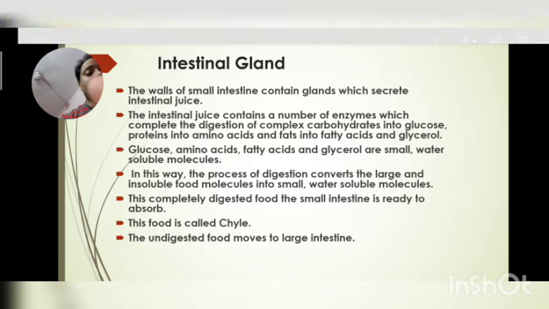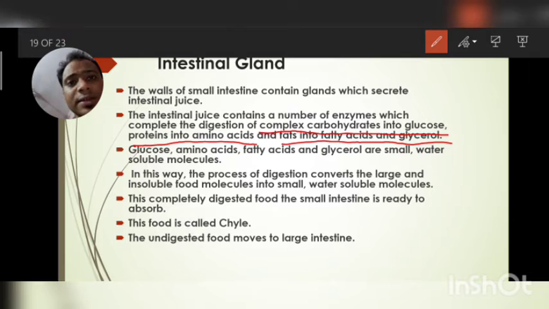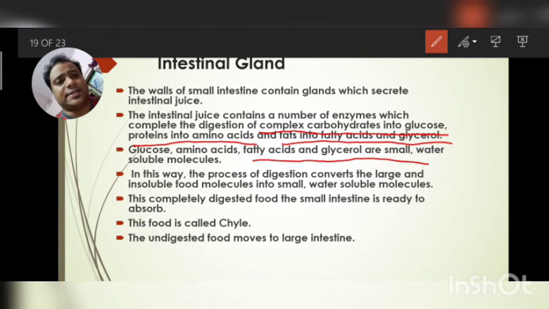This is very important, and you have to remember that complex carbohydrate converts into glucose, protein converts into amino acids, and fat converts into fatty acid and glycerol. Now what about these? Glucose, amino acids, fatty acids are very small, water soluble, and ready to be absorbed. So this is the last part of the small intestine where intestinal gland secretion takes place, and the food is completely digested here. This completely digested food is ready to absorb, and it is called chyle.